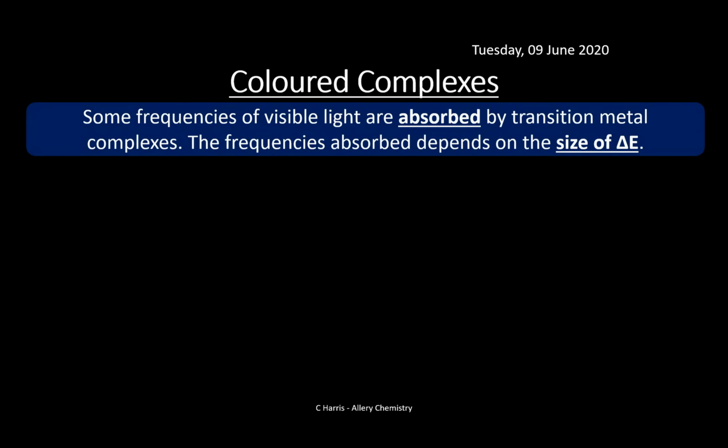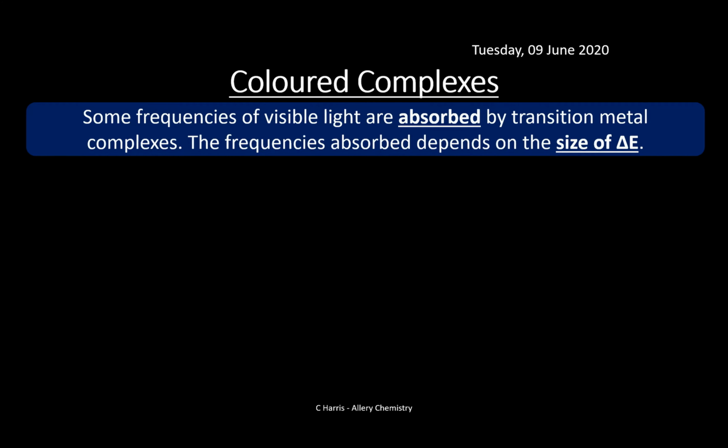Okay, so some frequencies of visible light are absorbed by the transition metal. So imagine you had a test tube with some of this solution in. Okay, so we know it's a coloured solution. If you've done this already in the lab, in school or in college, you'll know what I mean. But if you haven't, then these transition metal complexes are coloured when you dissolve them in solution, or if you add hydroxide or ammonia to it. We're going to have a look at them later.